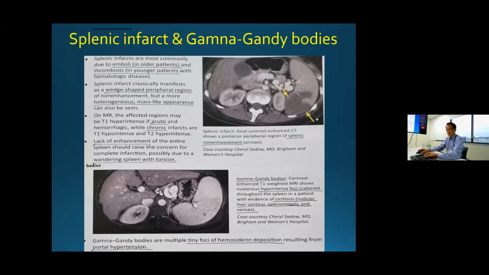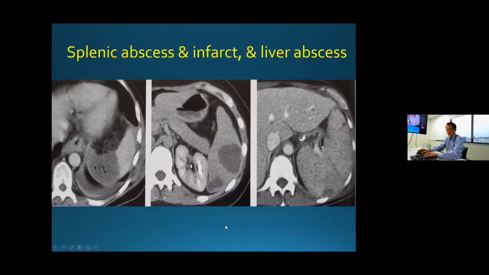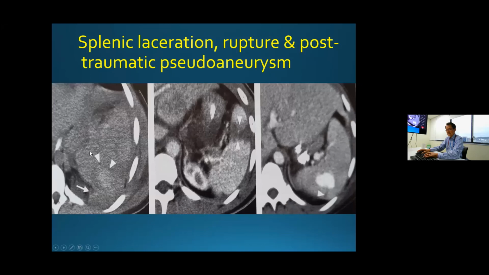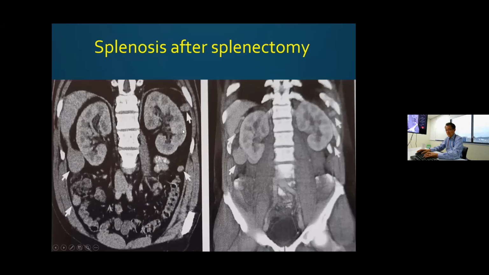Infarct is the most common focal lesion, but small nodules like this could be Gamna-Gandy bodies, or sarcoid, or some fungus, inflammatory lesions. Infarct and abscess are the most common. Hemangioma can occur, and multiple hemangiomas. Also laceration or aneurysm. After splenectomy, there are small splenic tissues around. To recognize this, you need a technetium red cell scan to show it.